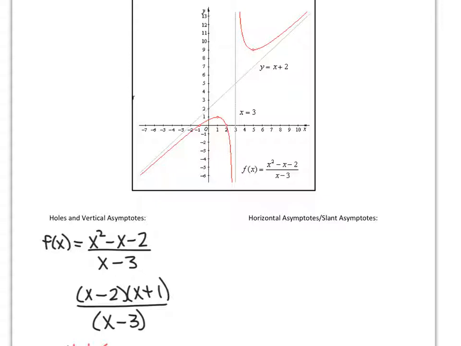Now, if you look at these 3 points here and this point here, they actually look like holes, but they're not. These are just points that weren't clearly indicated. Okay, so those are just points.